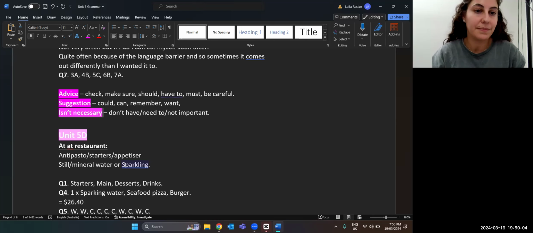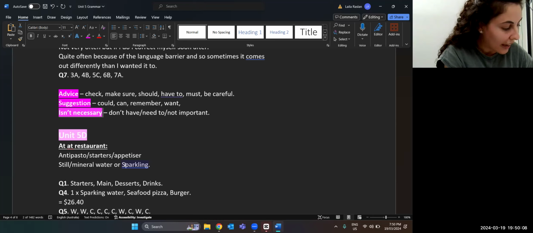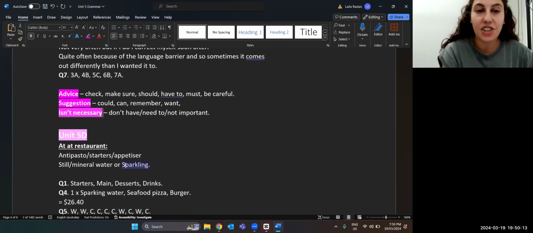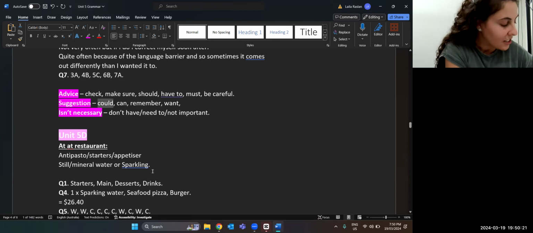It's not important. Okay, so if I said you could look at the price first, or you could read the label, that's a suggestion, because I said could. You could do this if you want. It's like saying if you want. So number 2, check the rest of the label.